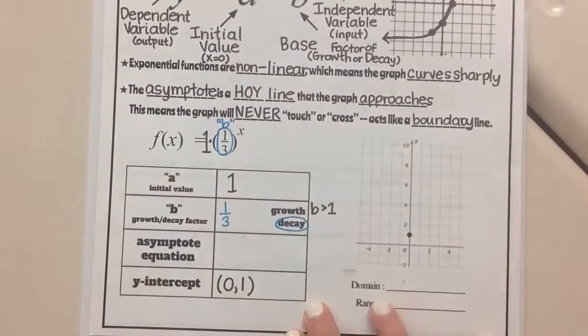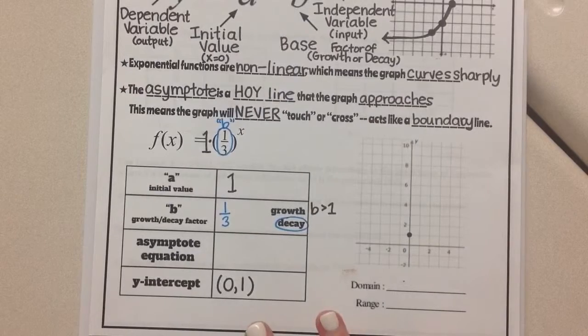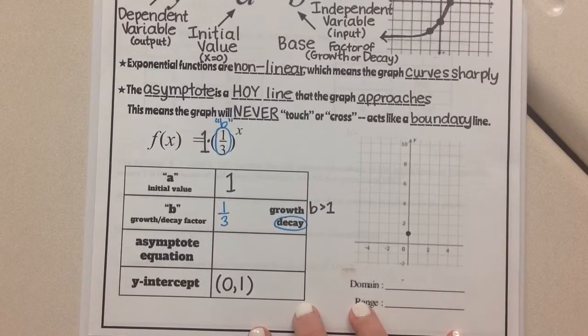So I know that this graph is going to cross the y-axis at the point (0, 1). So I'm going to plot that ordered pair here, and then I've got a head start when I start to graph my complete exponential function.